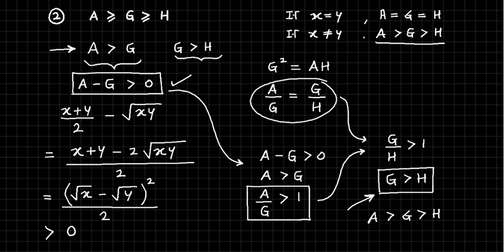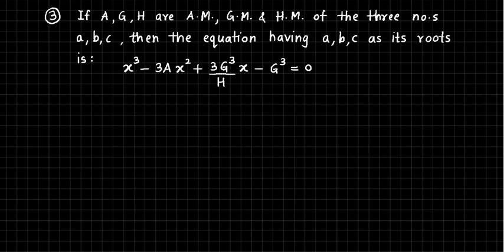Let's see one more relation. If A, G and H are the arithmetic mean, geometric mean and harmonic mean of the three numbers denoted by a, b, c, then the equation having a, b and c as its roots is as shown here, which is x cube minus 3A times x square plus (3G cube upon H) times x minus G cube is equal to 0.